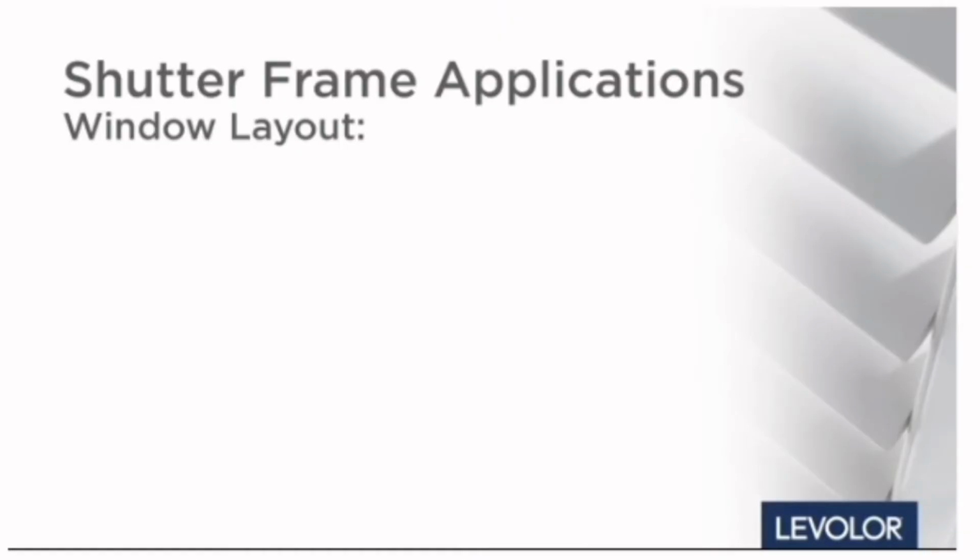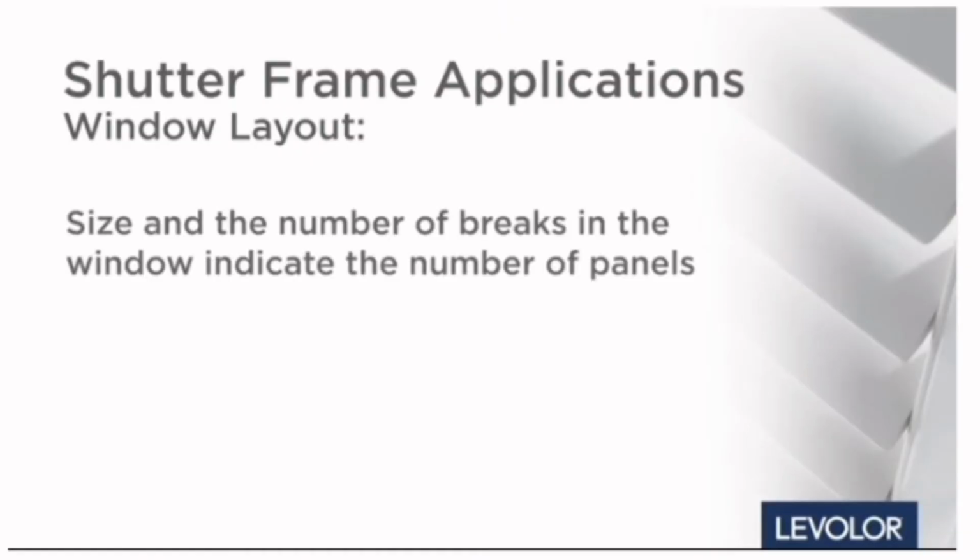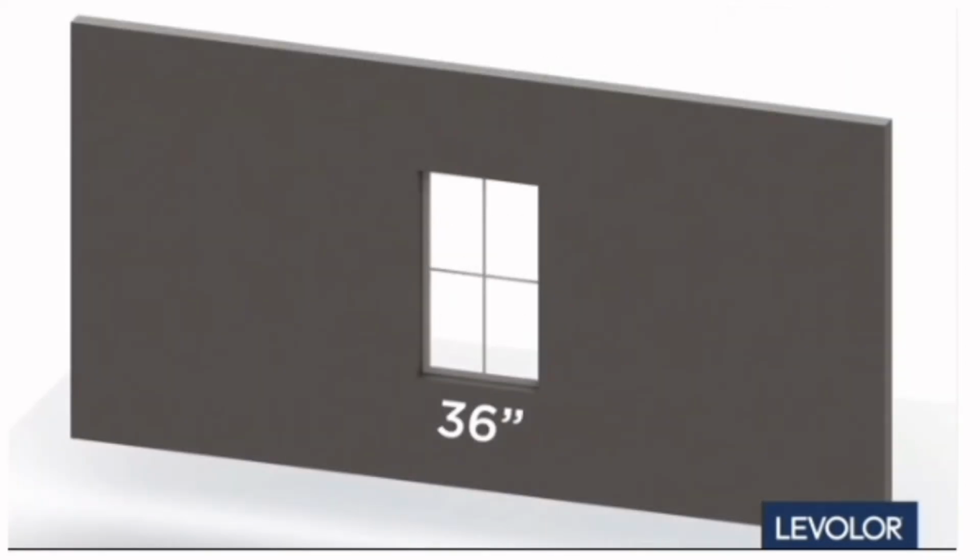Be sure to notice how your window is laid out. Size and the number of breaks in the window will tell you how many panels are required. Our maximum panel width is 36 inches. If you have a window 37 inches or wider, then more than one panel is necessary.